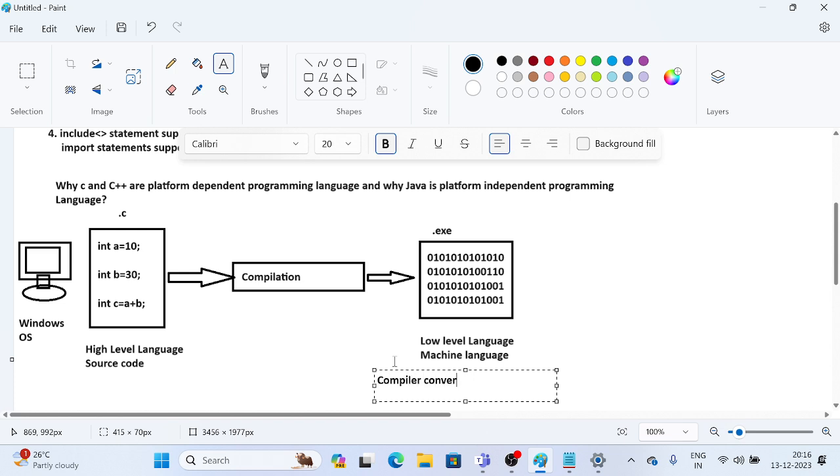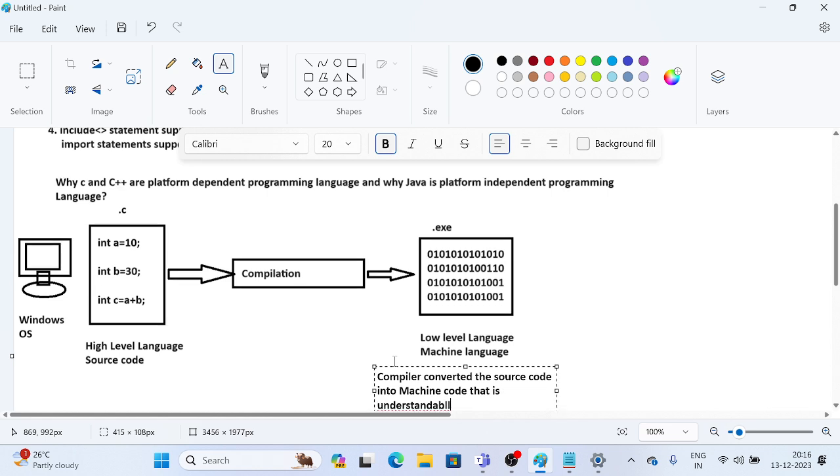The compiler converted the source code to machine code that is understandable by a Windows machine or Windows OS.